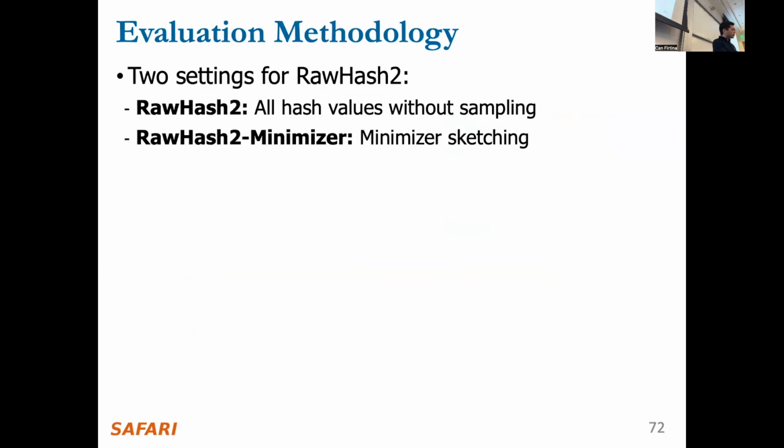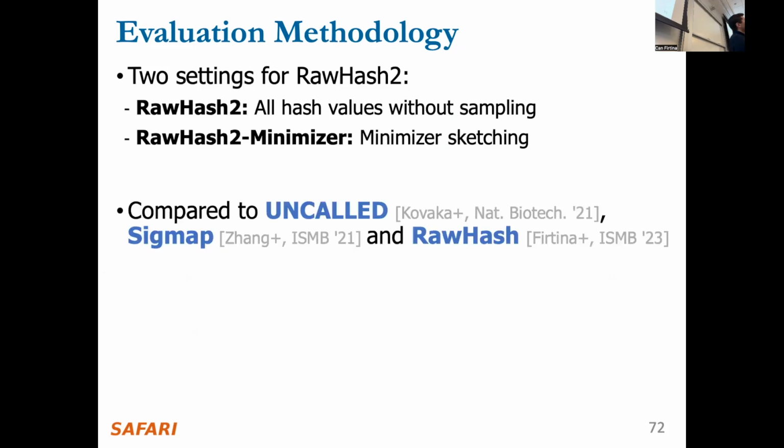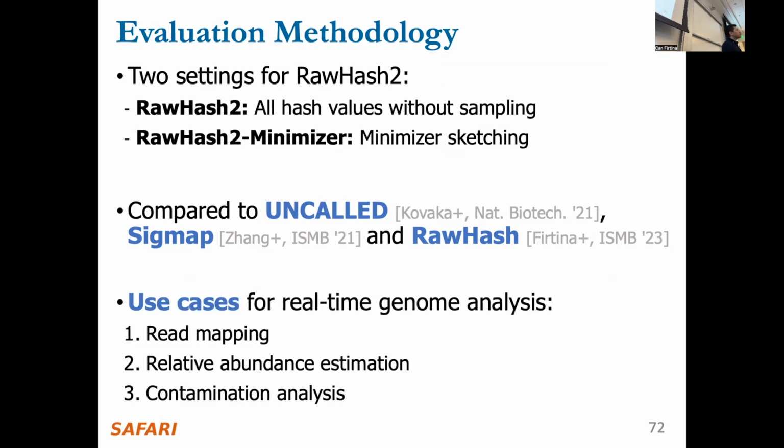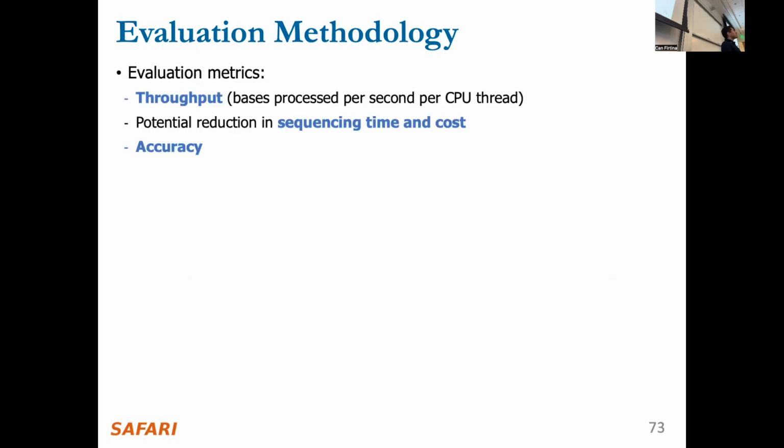So I'll then quickly cover the evaluation. For RowHash2, we have two settings. We have RowHash2, the default setting, with all the k-mers, and we also have RowHash2 minimizer with minimizer sketching. We compare to the state-of-the-art works, Uncalled, Sigmap, and our earlier work, RowHash. We have three use cases: read mapping, relative abundance estimation, and contamination analysis. And we have three evaluation metrics.